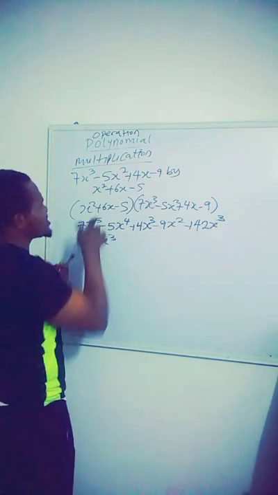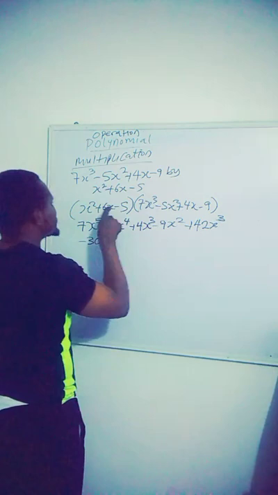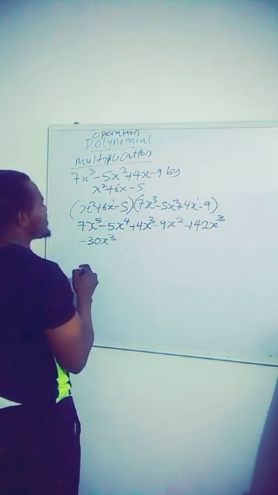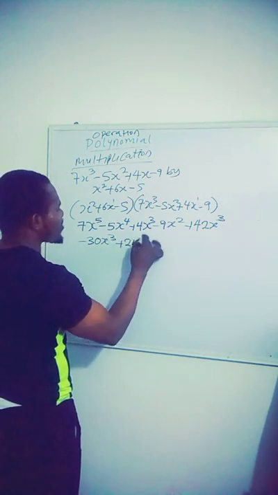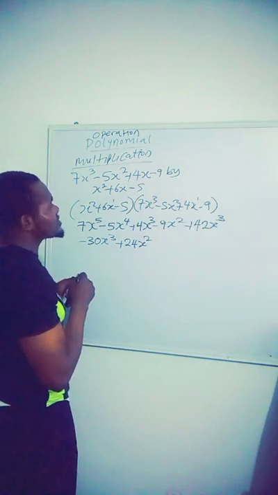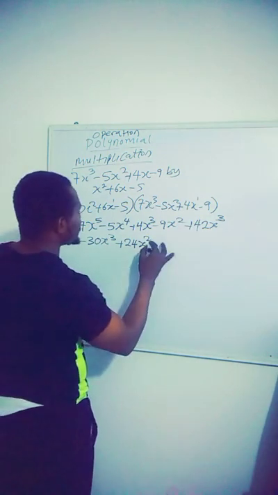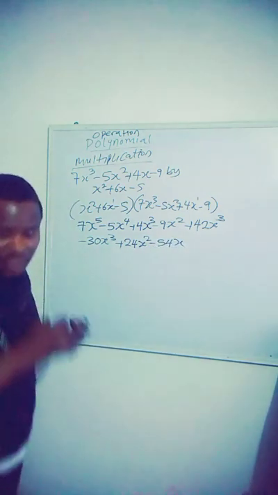So we are going 6 multiplied by 4, that is 24. This is x raised to power 1, x raised to power 1, that is 1 plus 1, 2. So you have plus 24x raised to power 2. 6x times minus 9 is minus 54x. I hope you get it.